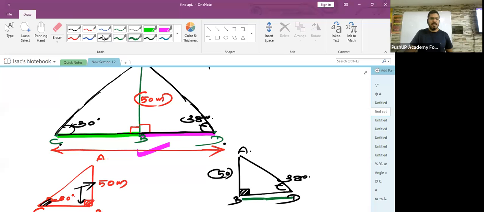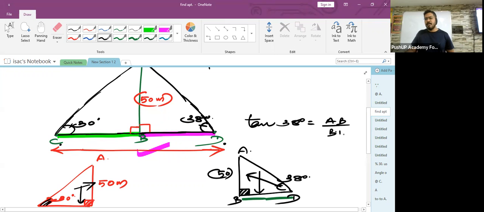So with reference to this angle, 38 degree, what is AB? Opposite side. What is BD? It is the adjacent side. Again, which trigonometric function? Tan function, very good. So you can write tan 38 degree is equal to opposite AB upon adjacent BD. Arthur, you have any doubt?